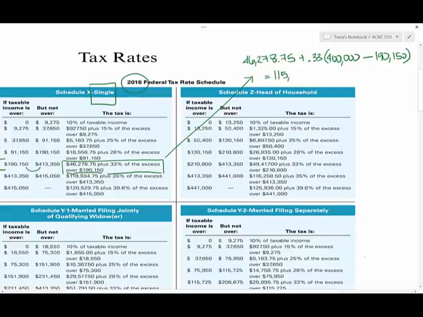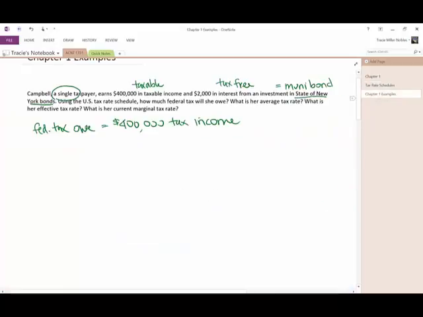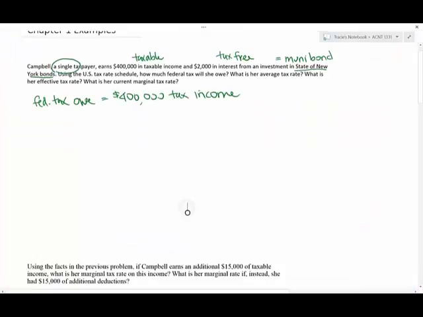and her federal tax liability is $115,529.25. Okay, so now that we know that, let's take that back over to our sheet and we'll put that on our sheet so we can do the rest of the examples. So she owes $115,529.25.